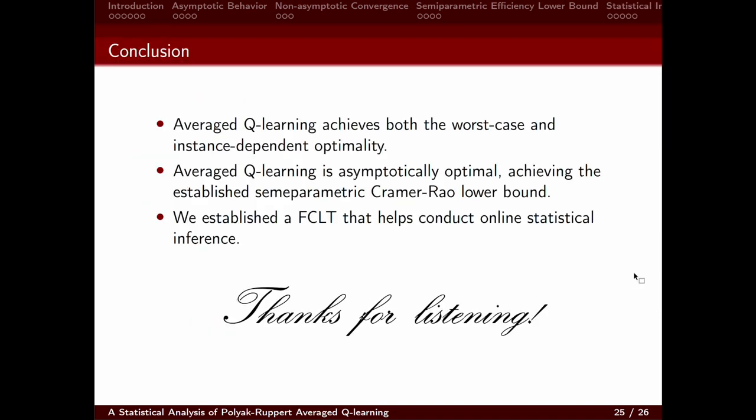So let me conclude our results. In our work, we studied the averaged Q-learning and tried to answer three questions. We find that the averaged Q-learning achieved worst-case and instance-dependent optimality, providing two non-asymptotic bounds. Asymptotically speaking, we find that the averaged Q-learning has the optimal asymptotic variance, which achieves the semi-parametric lower bound we established. Finally, we can establish a functional central limit theorem that helps us do online statistical inference without estimating the covariance matrix. That's all my presentation. Thank you for your listening and attention.